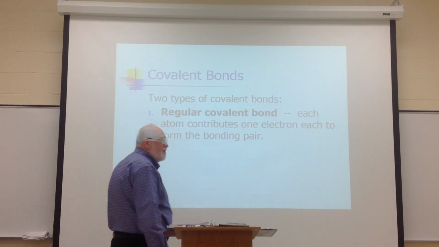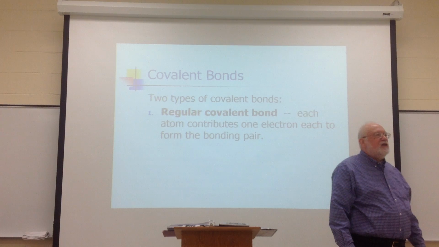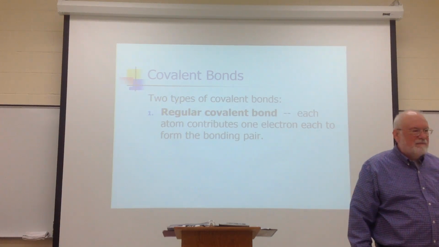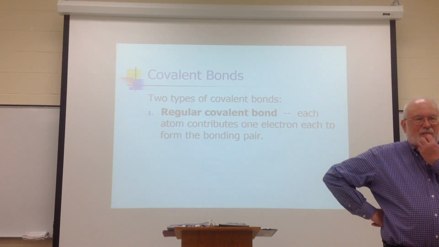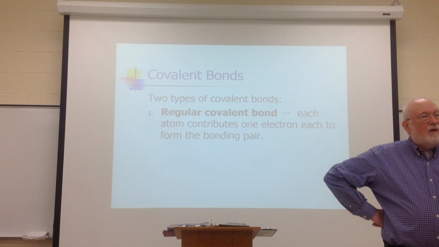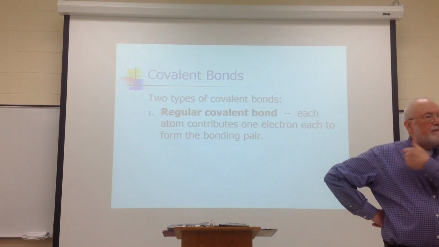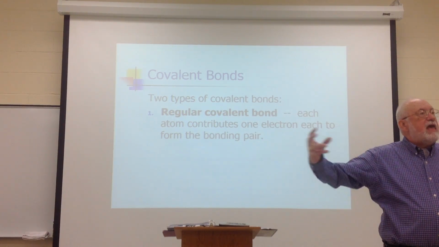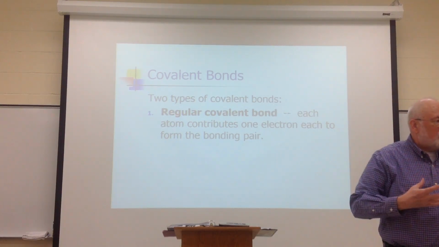So what's a double covalent bond? Two atoms share two pairs of valence electrons. Two pairs. Where do they come from? Well, in each pair, one of the electrons came from one atom, say atom A, and the other one came from atom B. They equally contribute, and then they share them out.